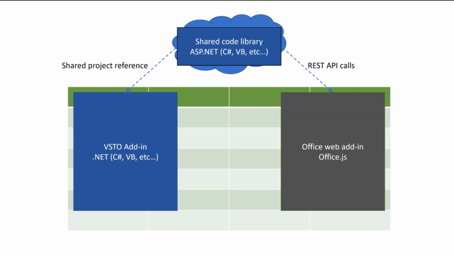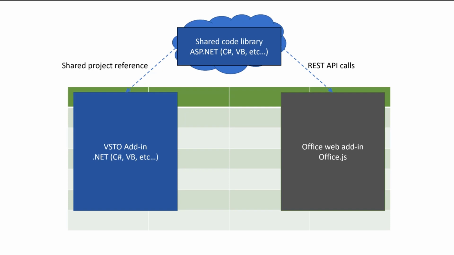The idea is to take the logic, the algorithms, and the functionality of that VSTO add-in and move it into a shared code library, keeping it in C#, whatever language it's written in, and put it in the cloud. So your VSTO add-in is still using that code. Then you share it out to the Office web add-in through REST API calls. Basically, you put a REST API wrapper on the shared code library, and now your Office web add-in gets all that functionality.